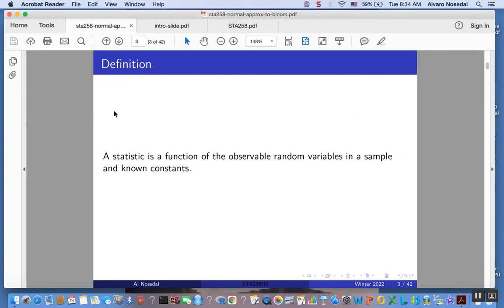So, first, let me show you the definition of statistic. Take a look at it. Basically, what I want you to remember about a statistic is that a statistic is a function of observed or observable random variables. Make sense? Now, examples of statistics. You have seen a couple already.